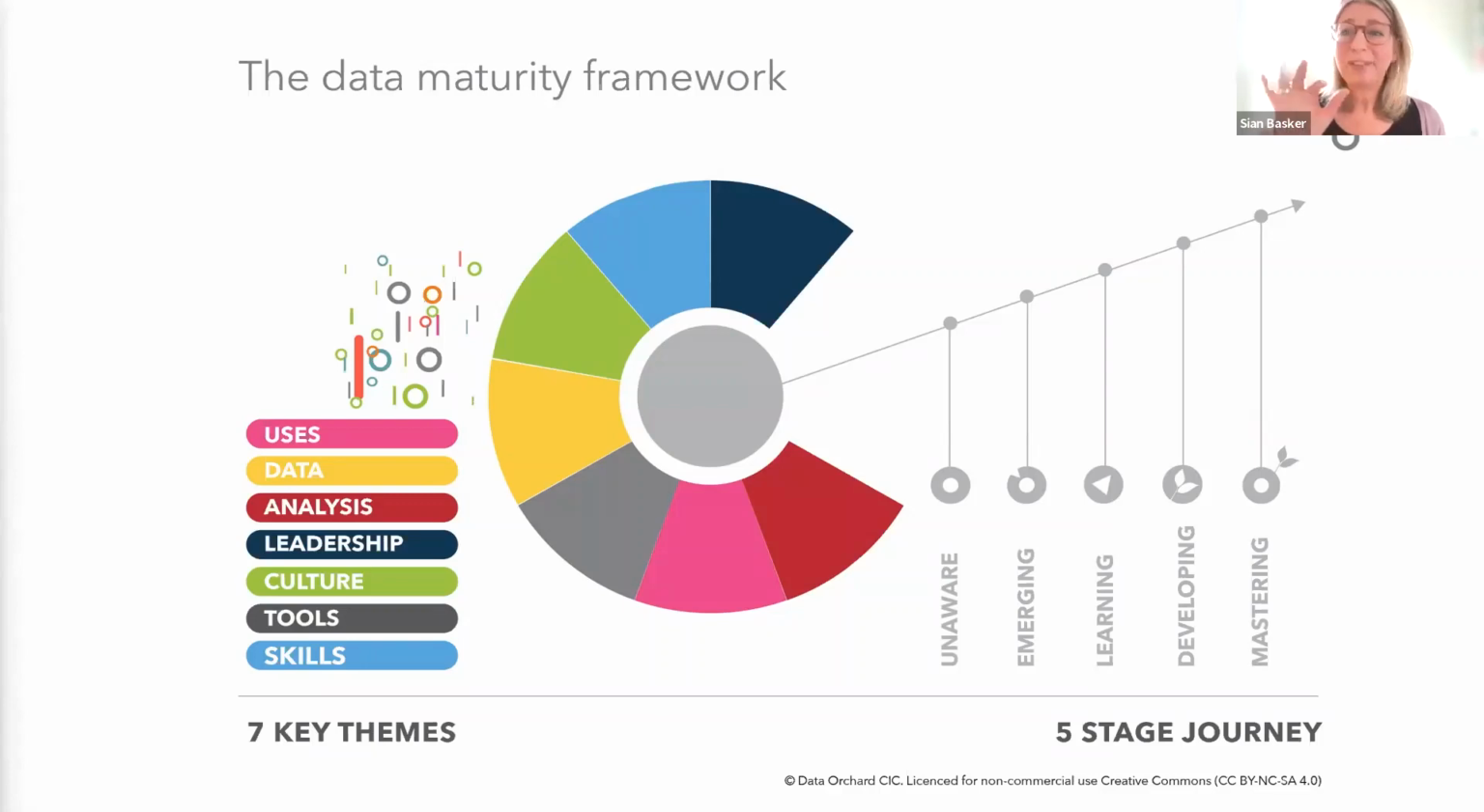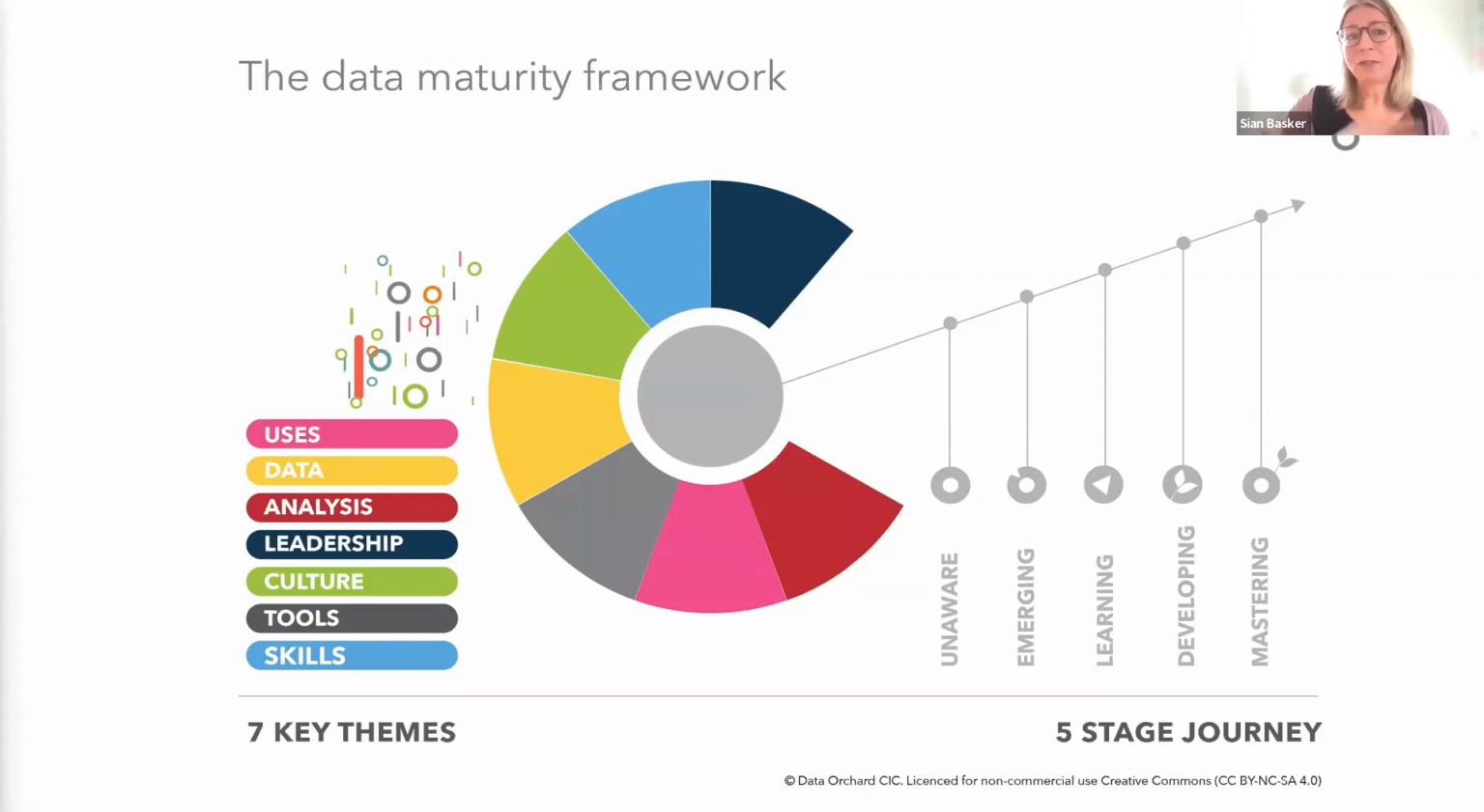But crucially, absolutely crucially, and most importantly, it's about people. So the leadership and the culture are absolutely critical, and so are the skills. And those skills are embedded again all the way across your organisation in all those different roles.